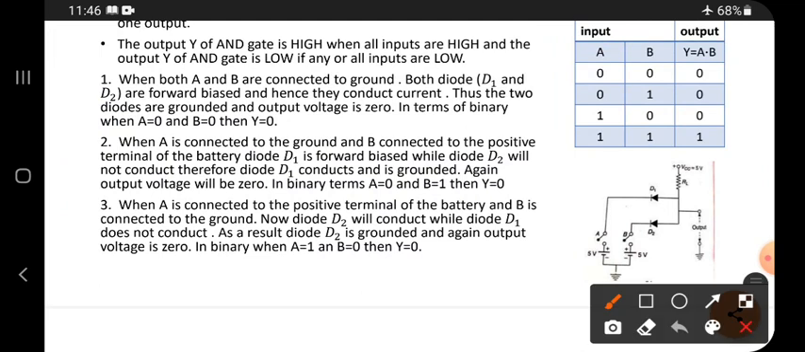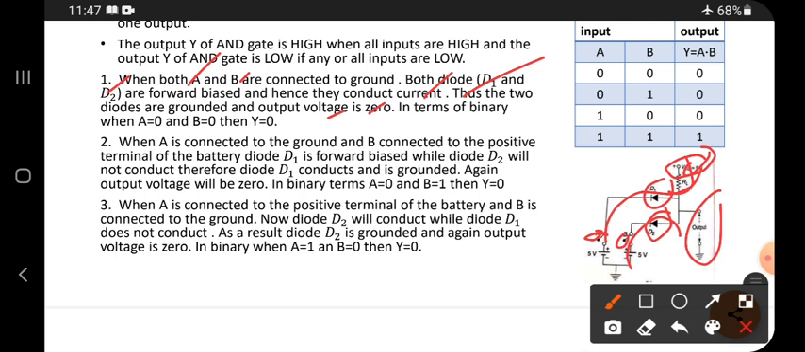When both A and B are connected to the ground, both diodes D1 and D2 are forward biased and hence they conduct current. When these two are connected to ground, this positive voltage makes it forward biased and this also makes it forward biased. Then all the voltage travels in this direction, and here you cannot find any voltage. Thus the two diodes are grounded, and the output voltage is 0. In terms of binary, when A is equal to 0, B is equal to 0, Y is equal to 0.